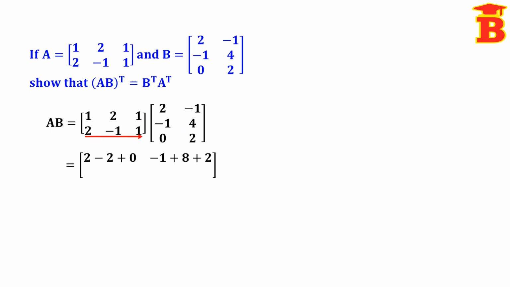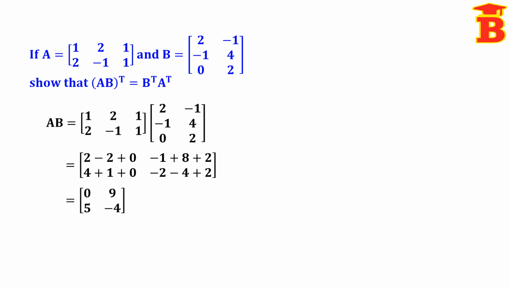Next take the second row and multiply the columns. Second row into first column: 2 into 2 is 4, plus minus 1 into minus 1 is plus 1, plus 1 into 0 is 0. Next, second row, second column: 2 into minus 1 is minus 2, minus 1 into 4 is minus 4, plus 1 into 2 is 2. So this is the multiplication method.